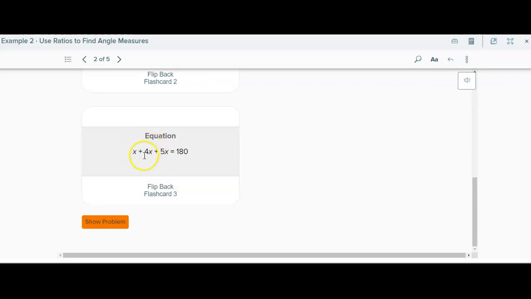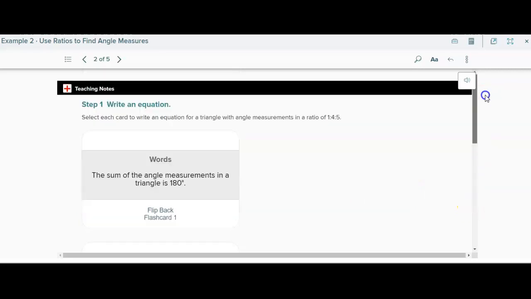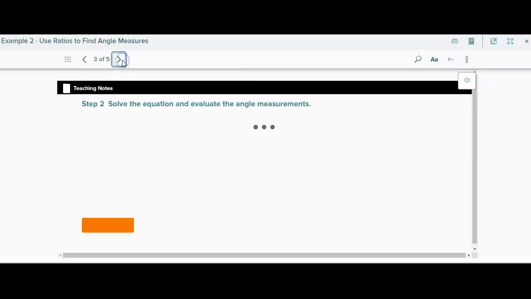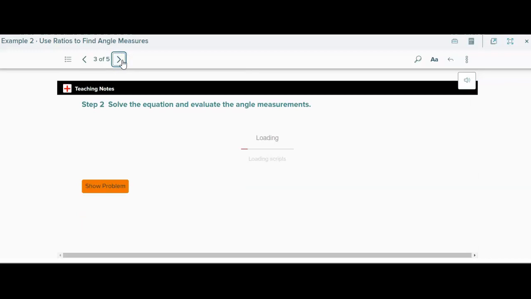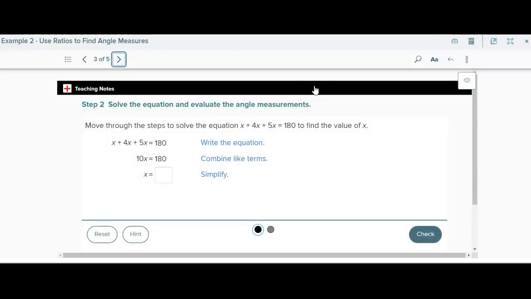x plus 4x plus 5x, all three of those angles together, have to equal 180. So this is still not a super difficult problem to solve if you're given the ratios of the angles. So then solve this equation, combine like terms, 10x equals 180, divide by 10, so x equals 18.